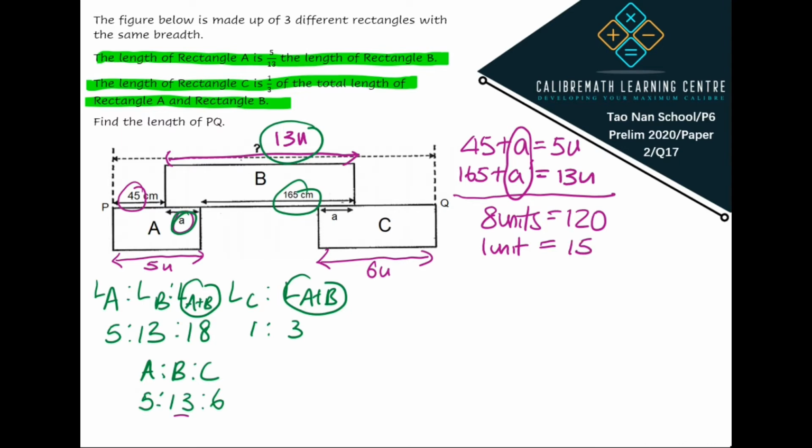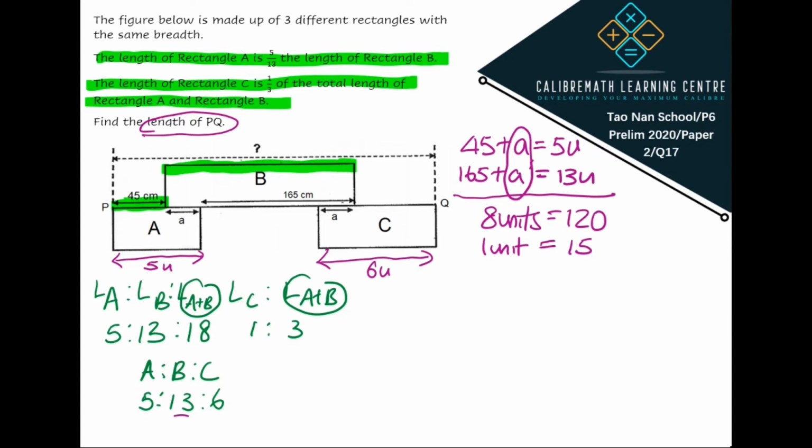Now, once we have this 1 unit to be 15, let's look at what the question wants. You want to find the length of PQ, which is in fact this entire length over here. And this entire length is made up of this portion here, 45, the 13 units over here, and this small little part over here. So we already have the 45 cm, so we're going to use it later on. And we can proceed to find this portion over here by finding 13 units. 15 times 13 gives us 195. So let's label that in the diagram that this part here is 195 cm.